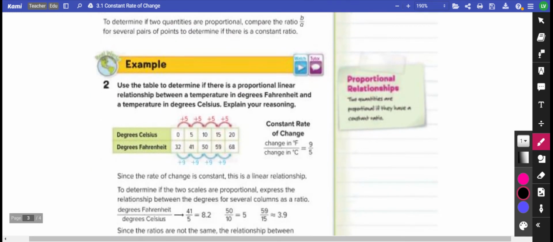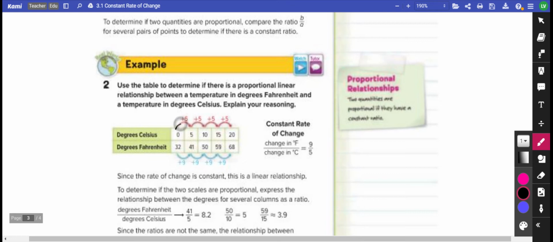So example number 2. Use the table to determine if there is a proportional linear relationship between the temperature in degrees Fahrenheit and the temperature in degrees Celsius. Explain your reasoning.